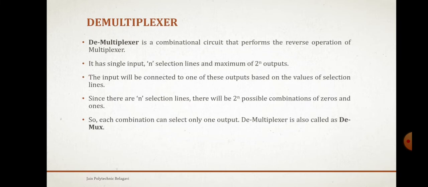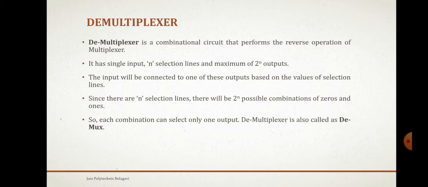See here, a demultiplexer is a combinational logic circuit which takes one single input data line and connects it to any one of the output lines, one at a time, depending on the select lines. So it has a single input, n selection lines, and a maximum of 2 raised to n outputs. The input will be connected to one of these outputs based on the values of the selection lines.